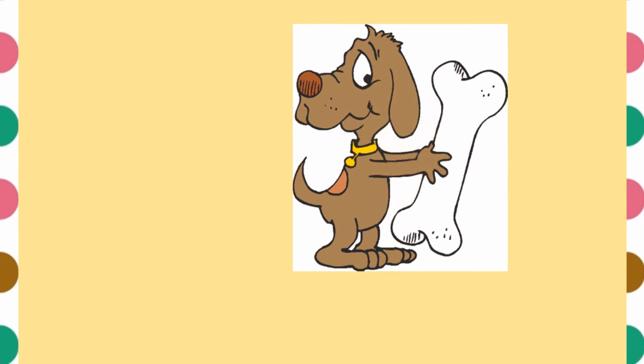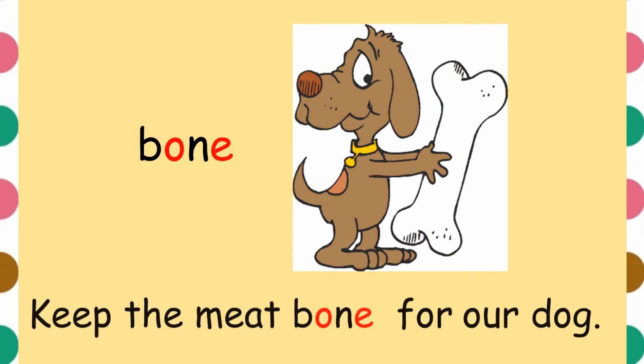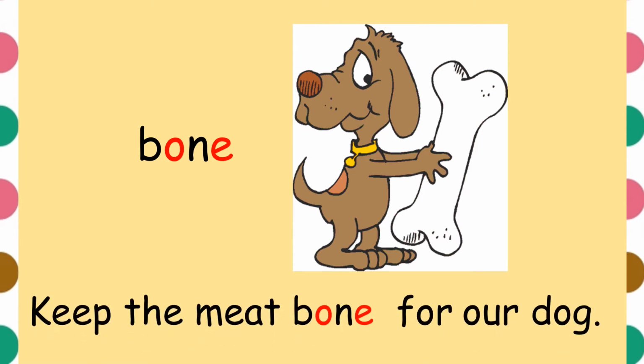Children, let's see this picture. What is this dog holding in his hand? Bone. Correct. Let's make a sentence with bone. Keep the meat bone for our dog.